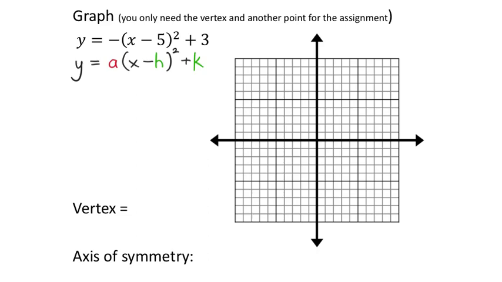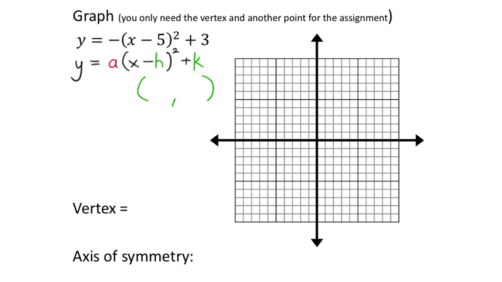So there's our vertex format. And again, if this did not come in its vertex format, we would have to use completing the square, which we haven't done yet, but I assume we will eventually. What I have here is my vertex to start with, and that's good because we need the vertex when we graph these on the assignment.